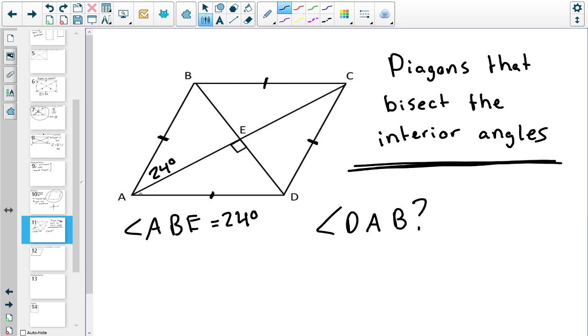Well, we know that this bisects those angles, so this angle is going to be congruent to this one. So this one must also be 24 degrees. And then if we add those together, we can conclude that angle DAB equals 48 degrees.